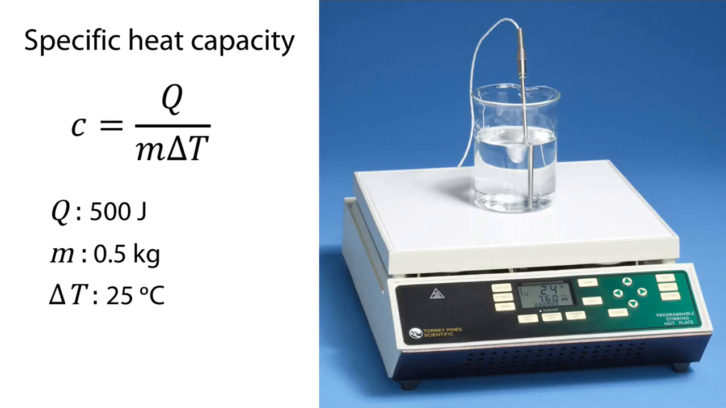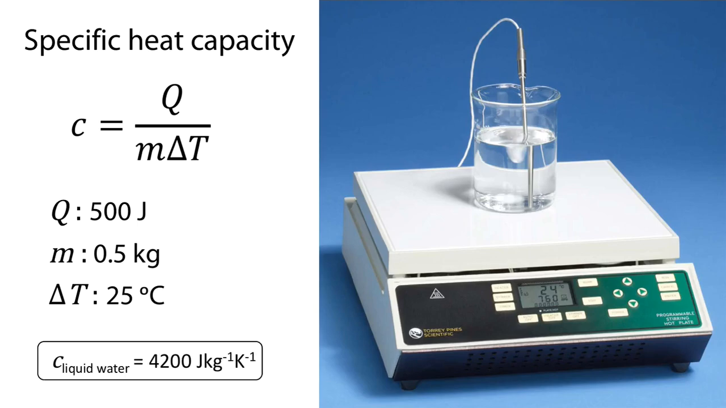So for example, suppose we transferred 500 joules into a substance, and the mass of that substance was half a kilogram, and the change in temperature was 25 degrees C. It went from 0 to 25, or from 50 to 75, or from 40 to 65, whatever, delta T. By rearranging that, you will find that C, if this is water we're talking about, equals 4,200 joules per kilogram per Kelvin. It's actually a little bit less than that, 4,180 or something like that, but 4,200 is good enough for us. So that's how to find the specific heat capacity of a material.